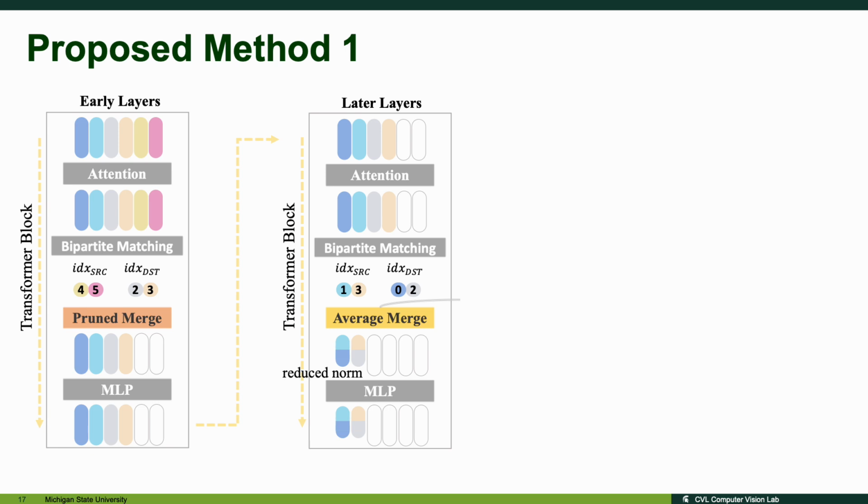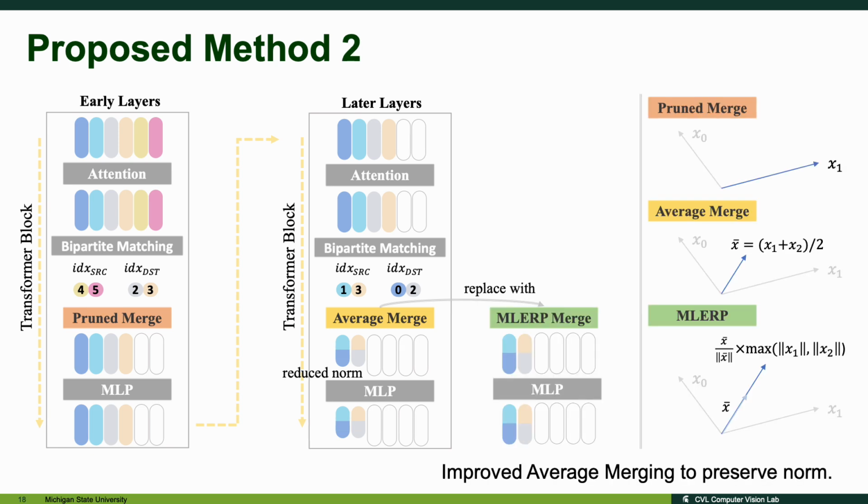The final algorithm we propose is a combination approach. We employ pruning in the early layers of the vision transformer and switch to average merging in the latter layers. Additionally, we substitute the average merging operation with a norm-adjusted average merging, the so-called MLERP operation. This change addresses the issue of diminishing feature norm that often occurs when average merging is performed.